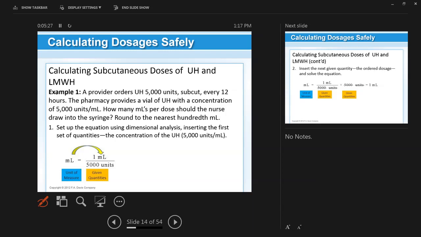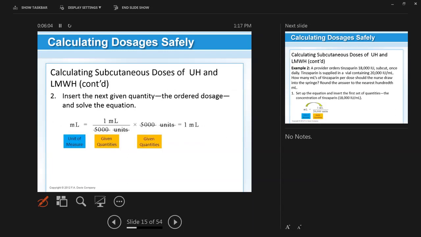So here's our question. How many milliliters per dose? So we are looking here for milliliters. Since we're starting out our problem looking for milliliters, we know milliliters has to be the numerator of our first equation. So we need to see what from our problem includes milliliters. If we look up, the provider ordered 5,000 units. That's not it. And if we look here, 5,000 units per milliliter is what's available from our pharmacy. Again, this is your married equation. You can't separate this. So we're going to put this 1 mL over the 5,000 units.